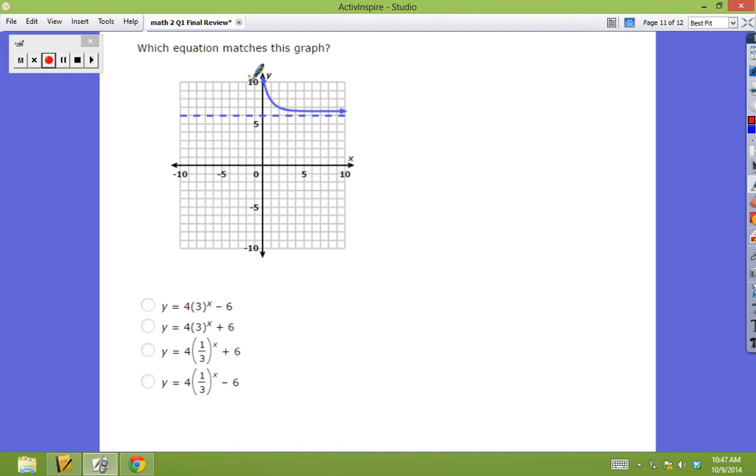Alright, which one matches the graph? Okay, this one is decay, is shrinking. The asymptote is up at 6, so it's plus 6. So it's either this guy or it's this guy. And this is tripling every time, so it would be growing. This one's shrinking, so it's got to be that.